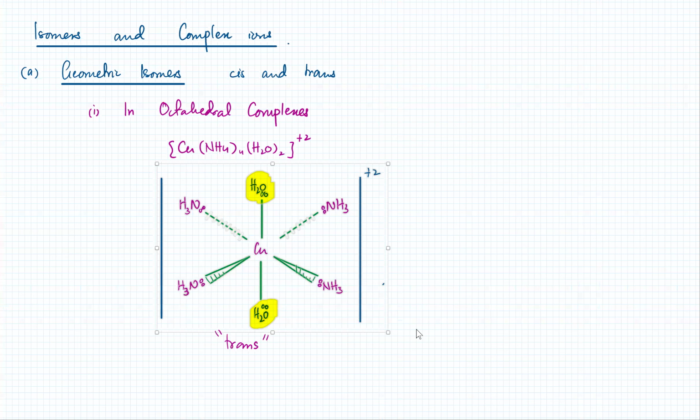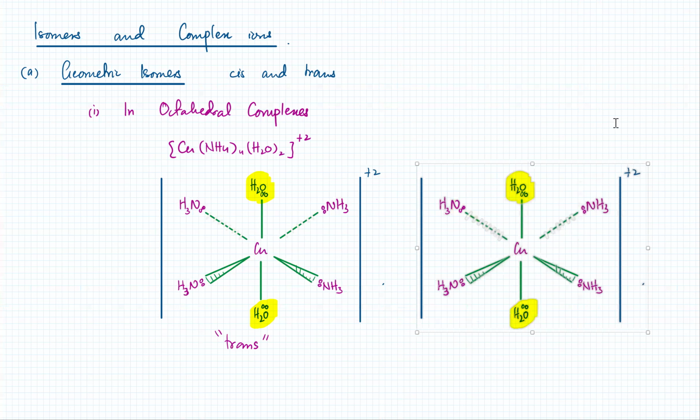In your cis version, the water molecules will be on the same side. So I'm going to just switch positions. The water is not here. The NH3 is not. Okay, let's replace this NH3. So the water molecules are next to each other, and the NH3s are covering the other spots. So now what's happened is that the water molecules are 90 degrees apart, and that's going to be my cis version. Is this clear?